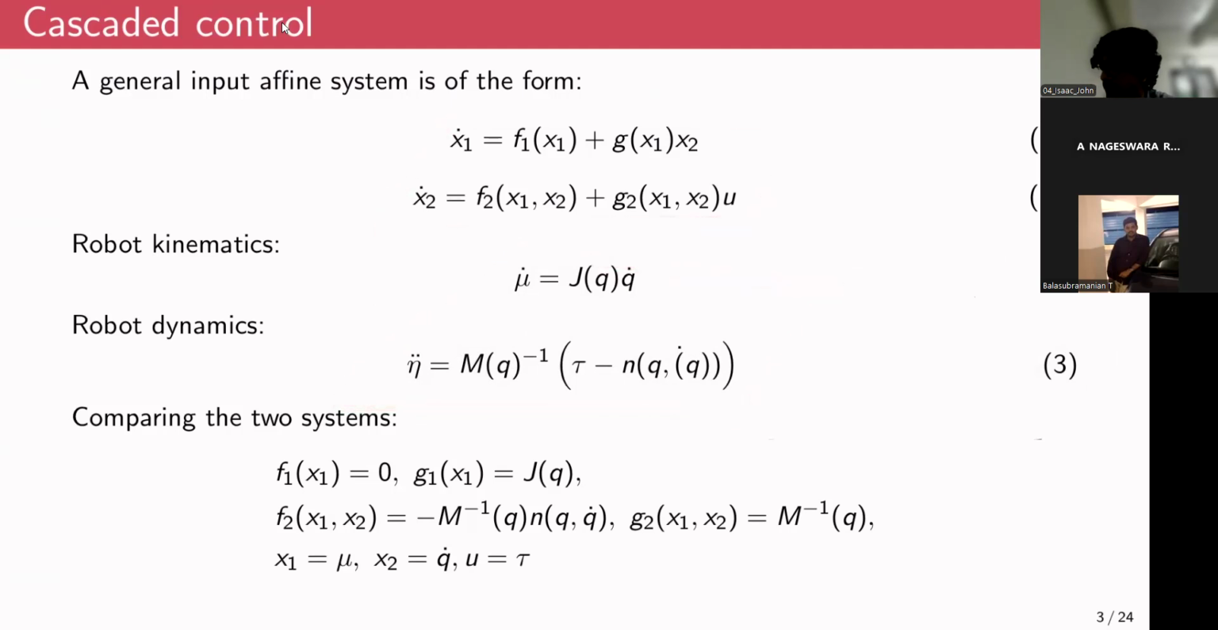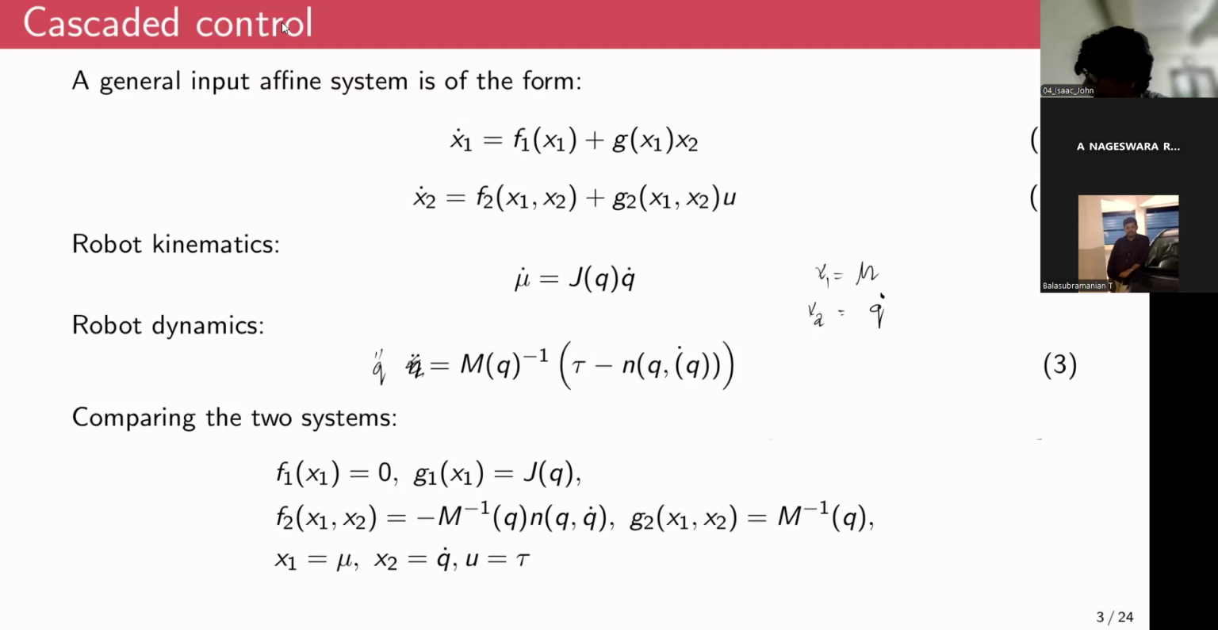If I do a direct comparison between these two subsystems and the general input affine form, you can say that the variable x1 would be the task space position variables mu, and then x2 would be... I probably may have mixed the coordinate systems. I'll just keep this as q double dot instead of mu double dot. So here x1 would be mu and x2 is q dot, right?